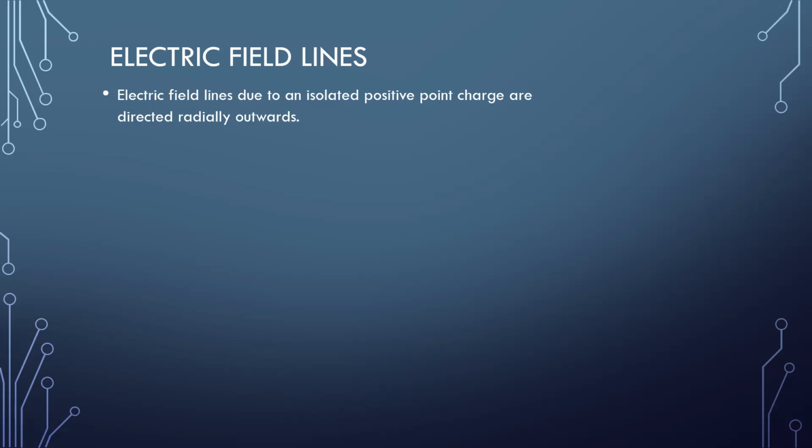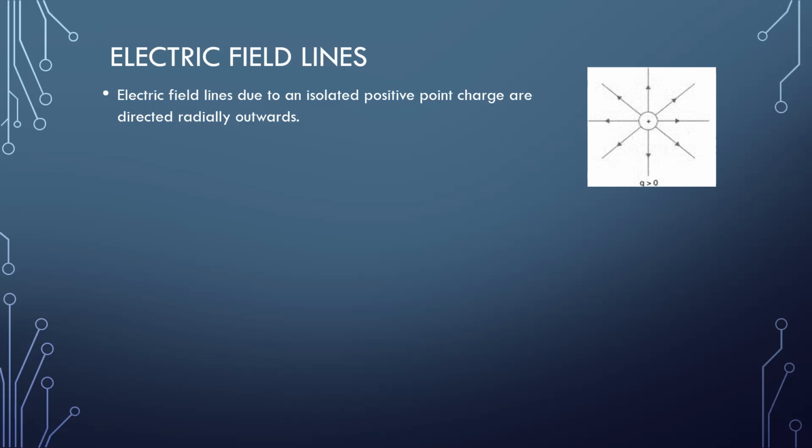We'll continue further, and now we talk about important aspects related to field lines. Electric field lines due to an isolated positive point charge are directed radially outwards. Now what do we understand by isolated positive point charge? Isolated positive point charge means that there is a single charge which is positive and there is no other charge in its vicinity. There is no charge surrounding it. Okay, it's isolated. And the field lines are directed radially outwards, because what did we say just now? It's the path along which a unit positive charge would tend to move.